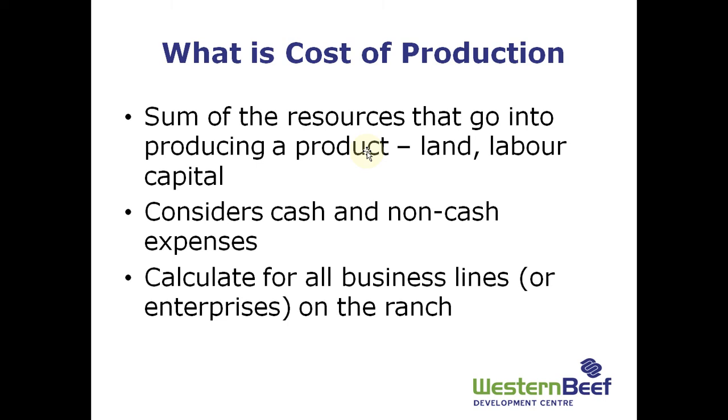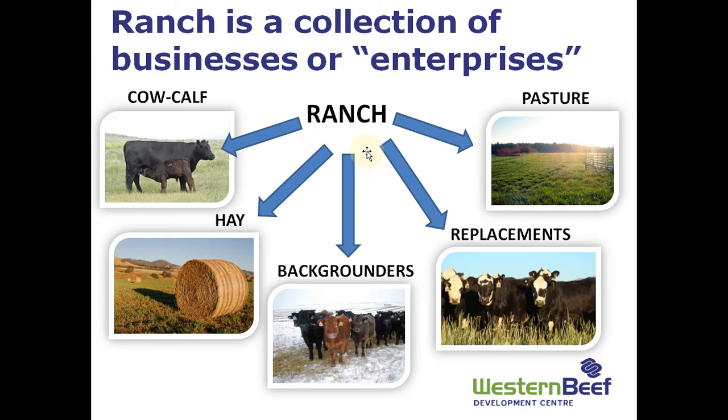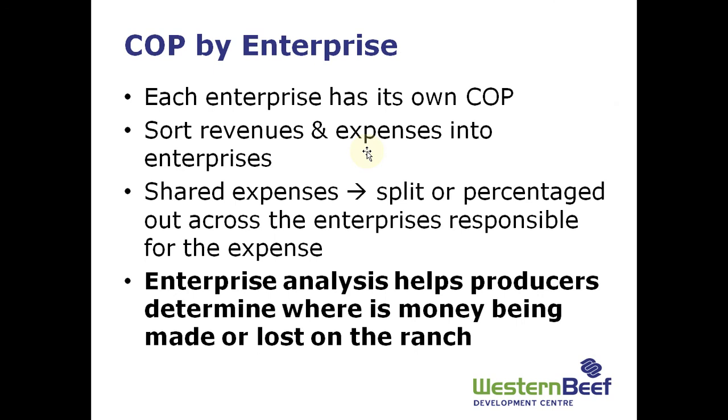So what do I mean by that? A ranch is a collection of businesses or enterprises. So if you think of your own operation, you have a cow-calf business, plus you keep back replacements for the development of bred heifers for your own herd, you keep back some calves, background them, and sell them in the spring as feeders. You have your own pasture that your cattle graze, and you have your own hay land that you use to produce hay to feed to your livestock. You essentially have 5 business lines or enterprises. And each of those enterprises actually has its own cost of production.